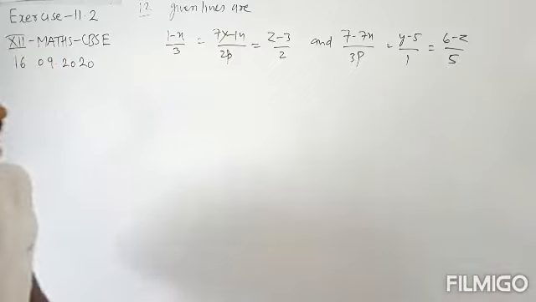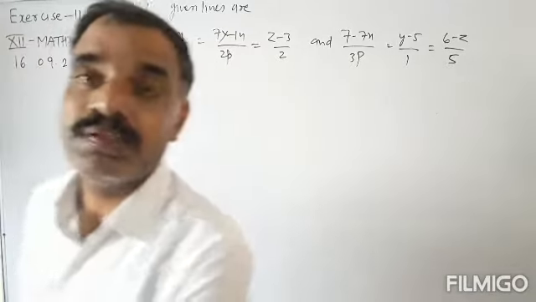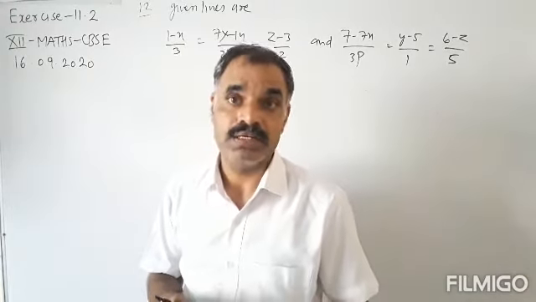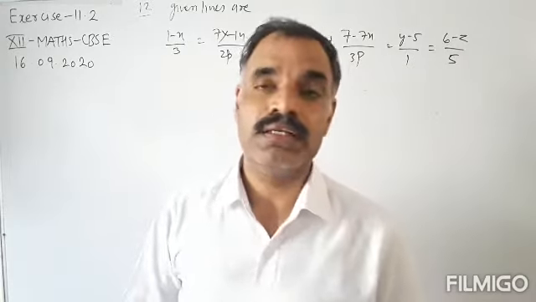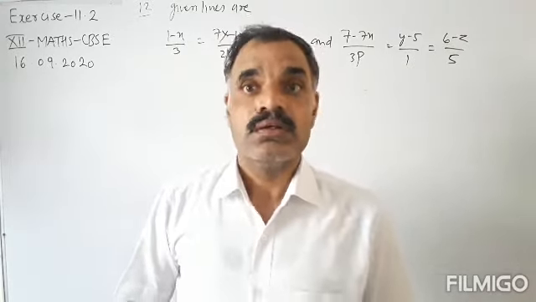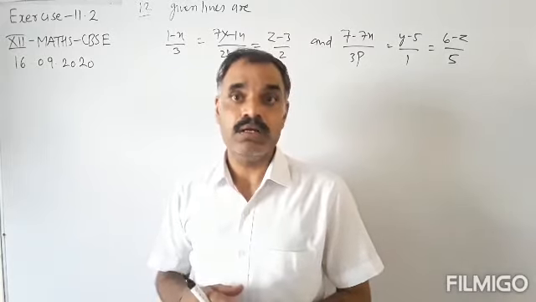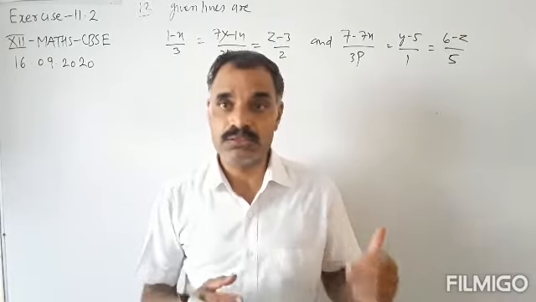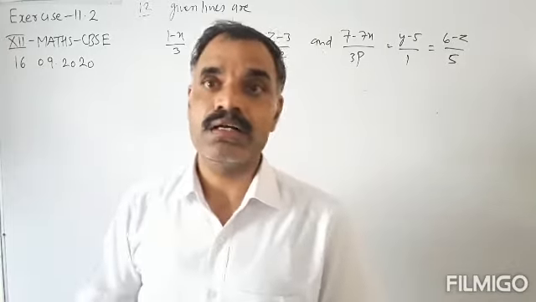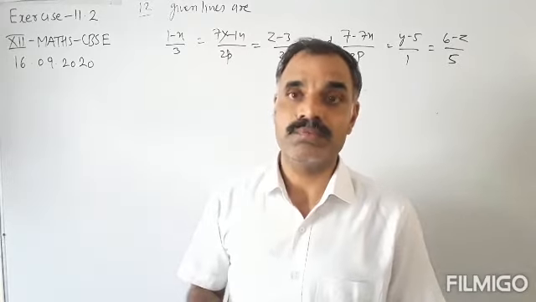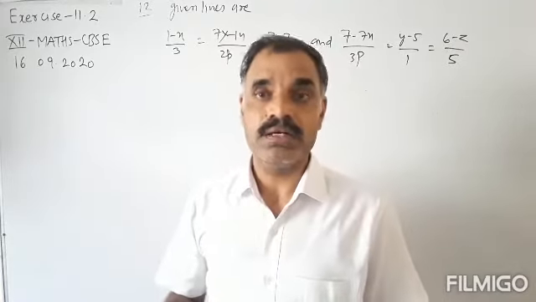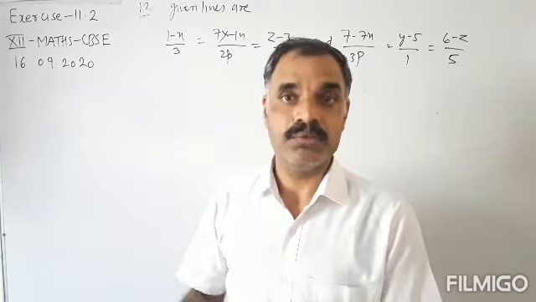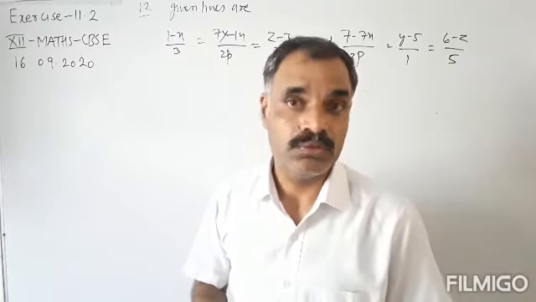These lines are at right angle, which means they are perpendicular, and we have to find the value of p. The condition for perpendicular lines is that A1 A2 plus B1 B2 plus C1 C2 equals 0, that is, the sum of the products of the corresponding components of the ratios equals 0.